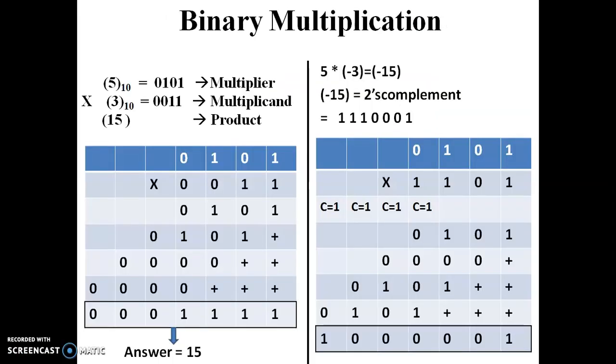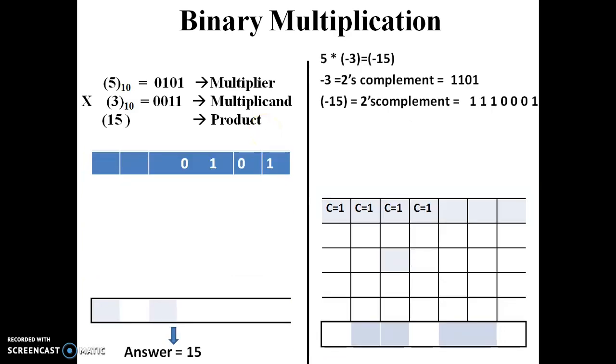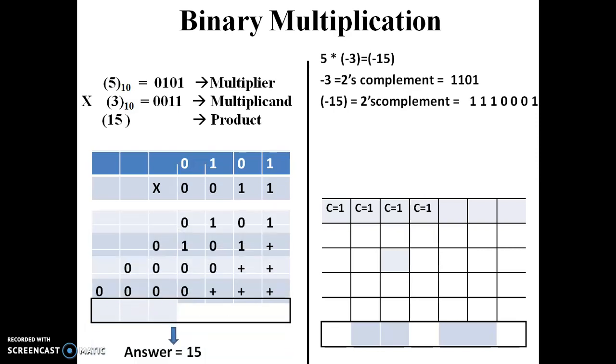Now let us look into binary multiplication. Here we are going to multiply two numbers, 5 and 3. The binary equivalent of 5 is 0, 1, 0, 1, which is also called the multiplier. 3 is the multiplicand, and its binary equivalent is 0, 0, 1, 1. The product is 15. So the answer of 5 into 3 is 15. Now what we have done here is multiply the multiplier with the multiplicand.